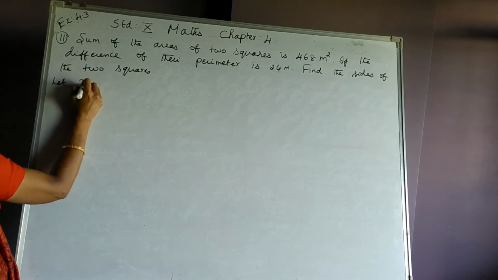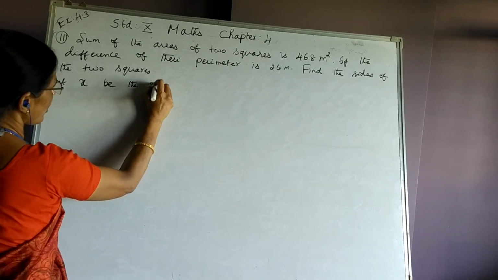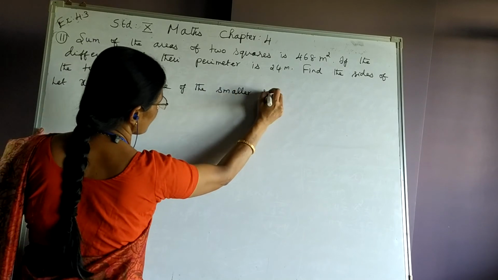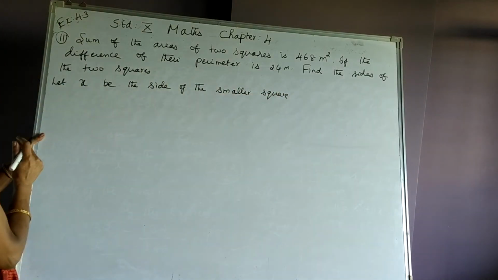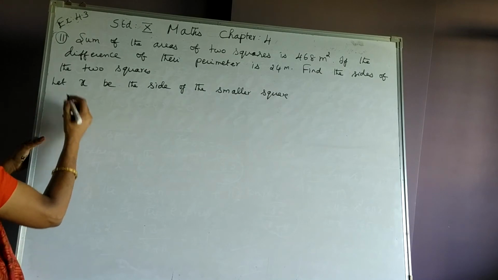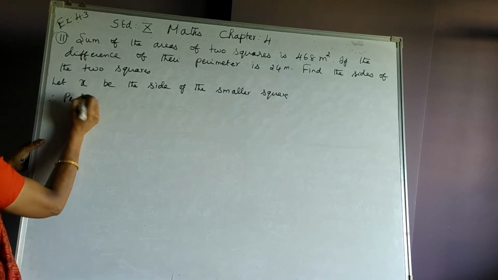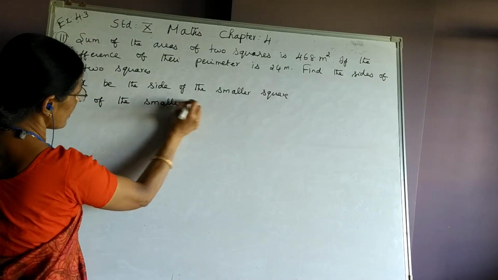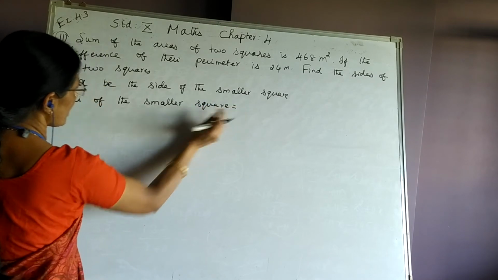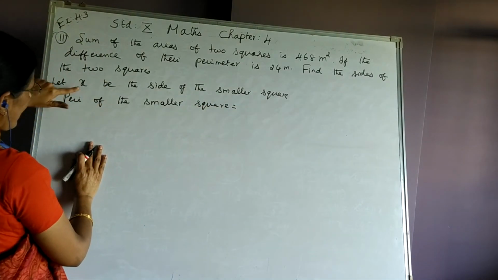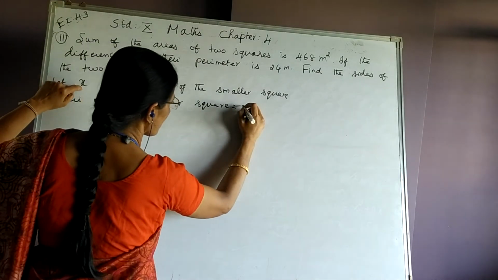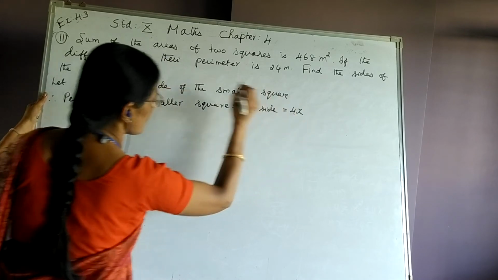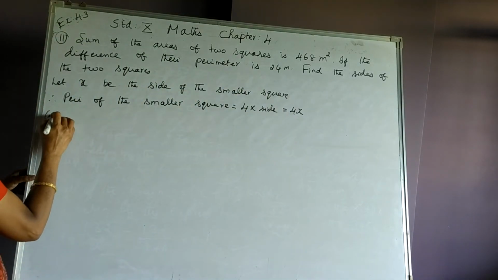Let x be the side of the smaller square. If x is the side of the smaller square, what will be its perimeter? To get the perimeter we have to multiply the side by 4. X is the side. Therefore, the perimeter of the smaller square is 4 into side, which is equal to 4x.